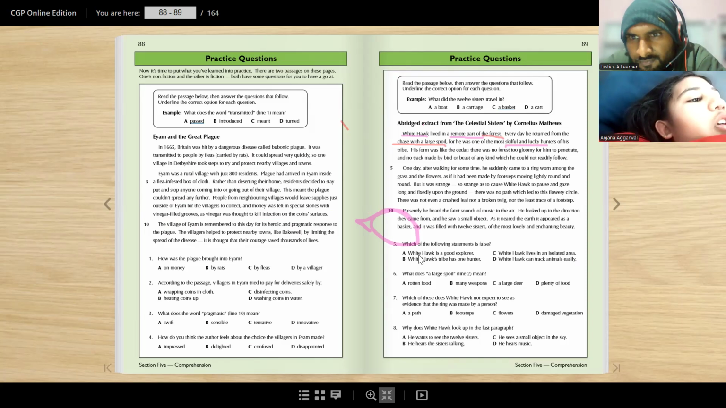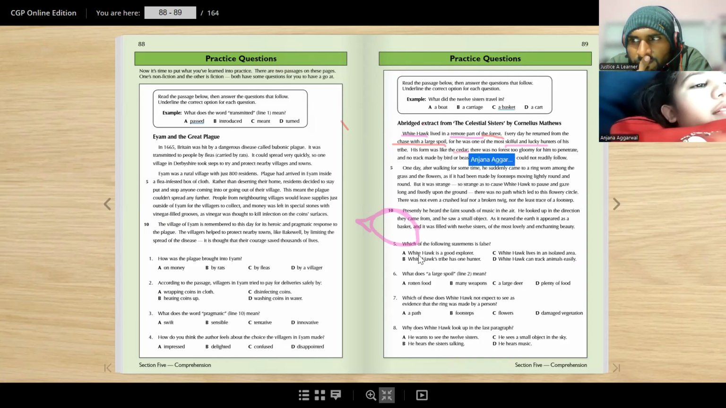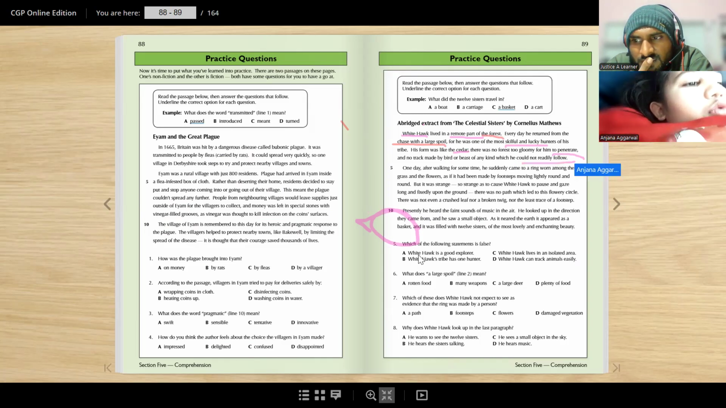So his form was like the cedar. There was no forest too gloomy for him to enter, and no track made by bird or beast of any kind which he could not readily follow. Do you know about cedar? This is cedar, not Cather. Cedar is a type of large tree that never loses its leaves.